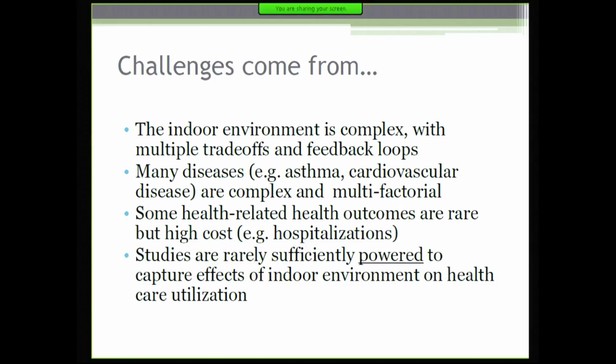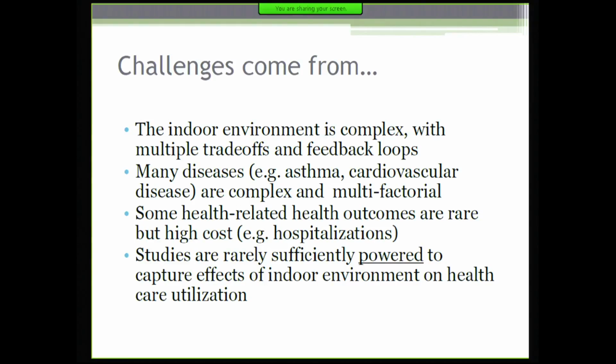There's multiple trade-offs and positive and negative feedback loops. Diseases are complex, so things like asthma and cardiovascular disease are multifactorial. Some of the health-related outcomes are rare, but cost a lot. So things like an asthma hospitalization doesn't occur very frequently, but when it does, there's a high cost attached to it. And studies are rarely sufficiently powered to capture effects of the indoor environment on healthcare utilization.